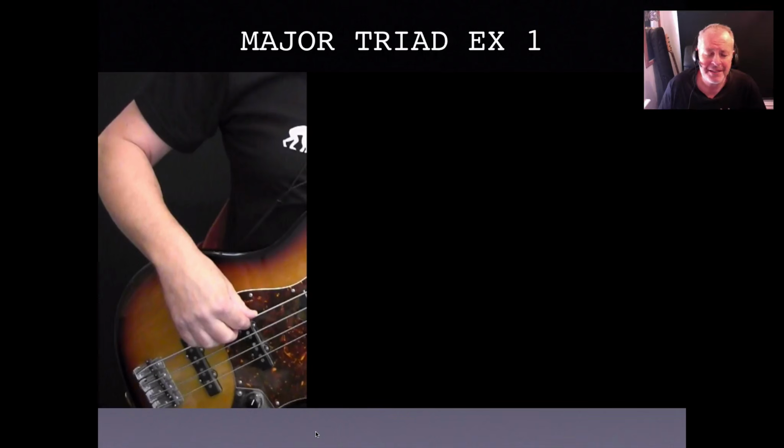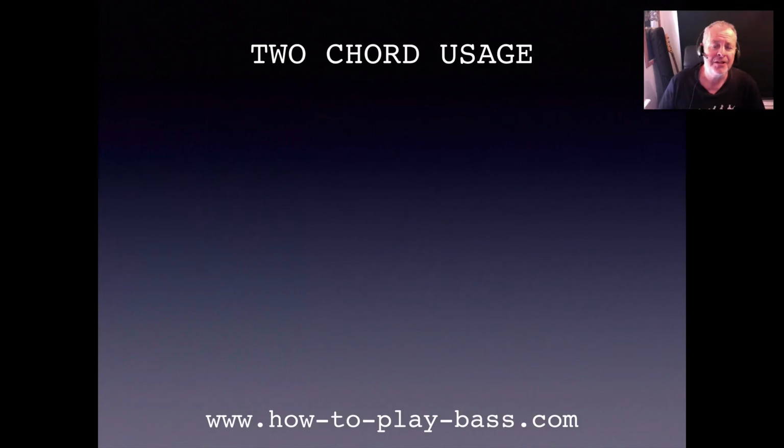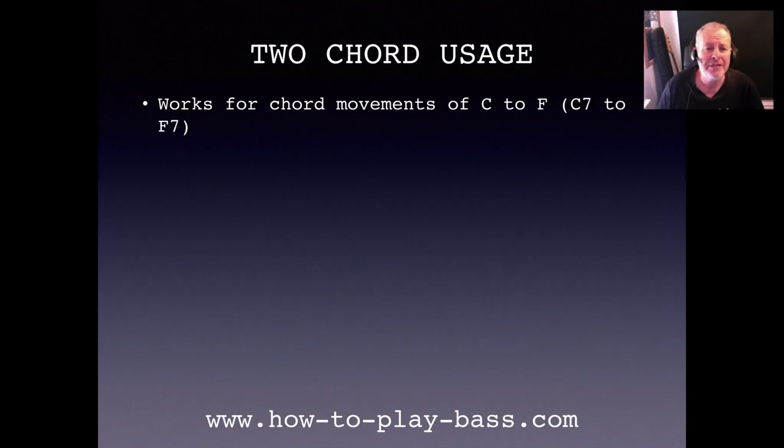So that's a really basic sound. I'm sure you're familiar with it. So let's just quickly talk about the two chord usages that you can use the R-3-5-3 Major Triad with. Obviously it works with chord movements from C to F or C7 to F7. The minor versions would work for C minor to F or C minor to F minor.